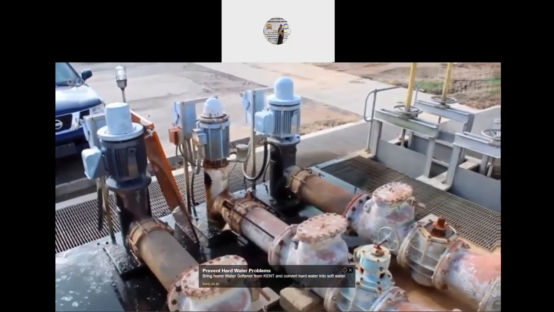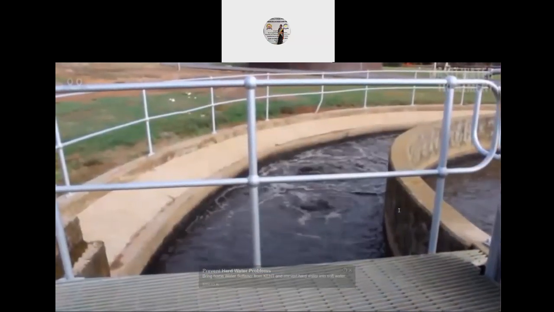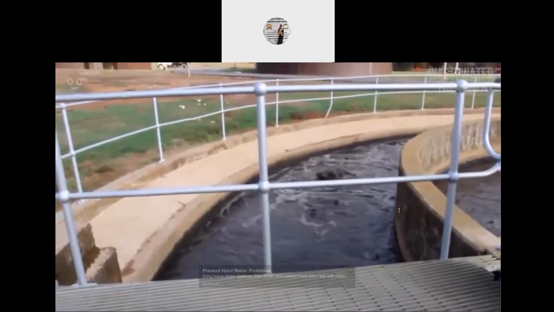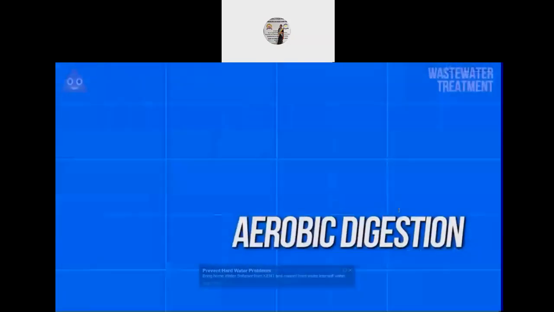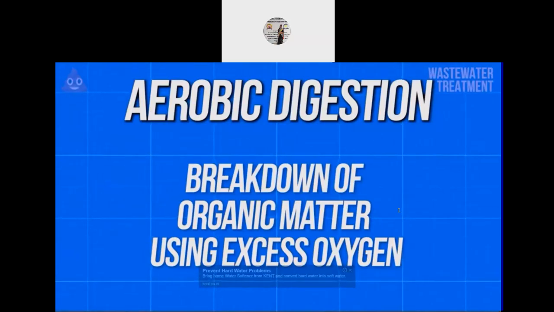This introduction of significant amounts of bacteria along with the massive amounts of oxygen injected from the bubblers creates an environment perfect for the process of aerobic digestion. Summarized simply, it's the breakdown of organic matter along with the use of excess oxygen.